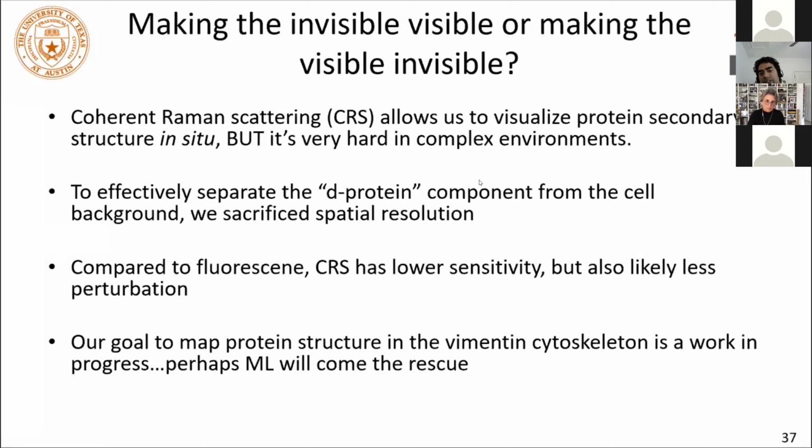And so compared to fluorescence, this coherent Raman scattering can be fast for a single mode and actually can have comparable, although still lower sensitivity, but it also maybe has lower perturbation, right? If you're thinking about the scale of the label that we're adding in this case, right? And so our goal to map protein structure of the elements inside a cytoskeleton is a work in progress. And so I think we're implementing now some ideas with nearest neighbor subtraction and machine learning to maybe still retain the ability to image this protein structure while at the same time pulling out the spectral fingerprint that we're interested in, right?